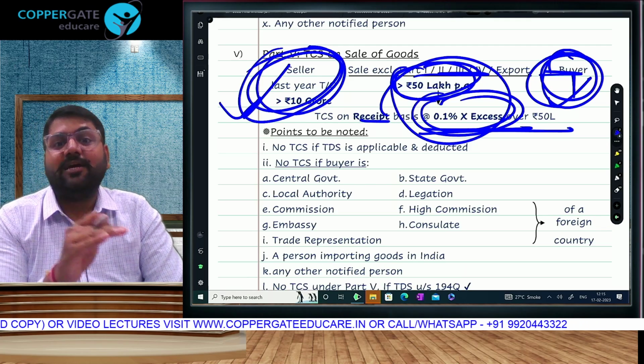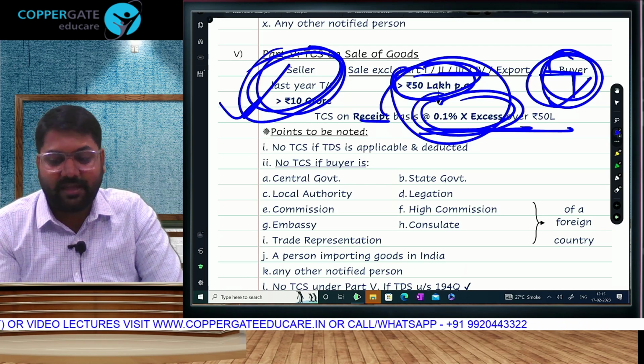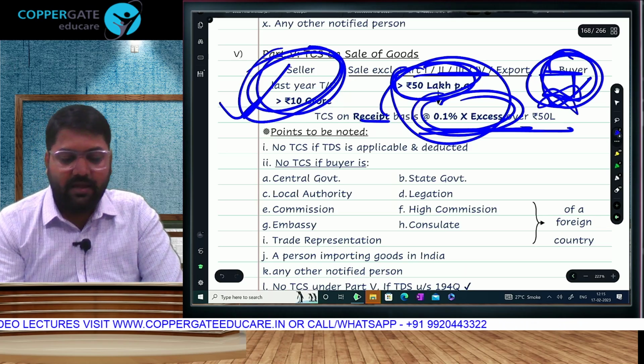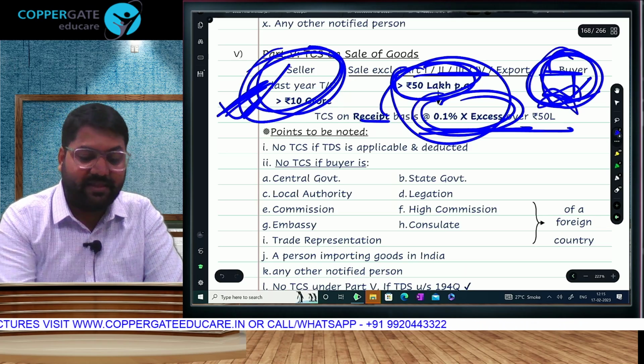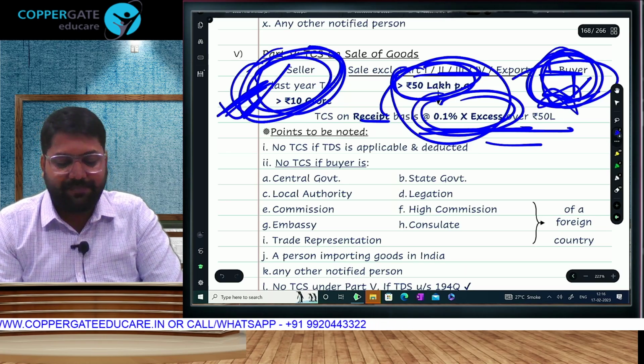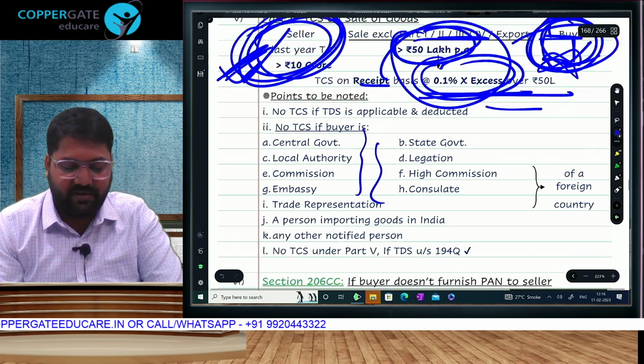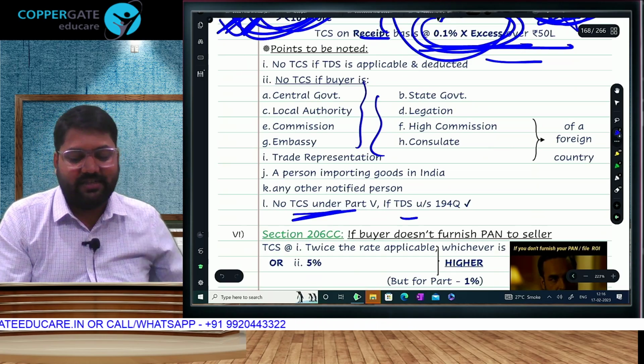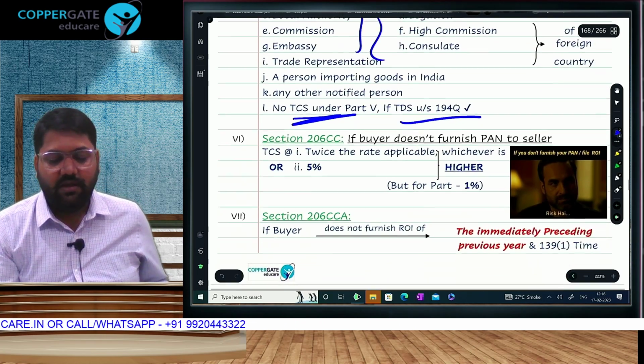Okay. So if any other part 1, 2, 3, 4 TCS is applicable, then 194Q will not apply. But if part 5 TCS is applicable, then 194Q will apply. No TCS if TDS is applicable and deducted. These people we do not deduct from; we are already aware of this. And no TCS under part 5 if 194Q is attracted.